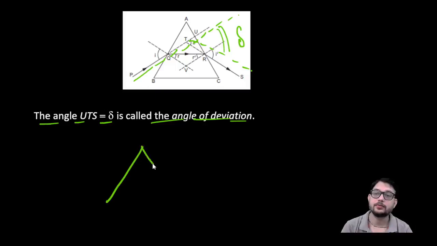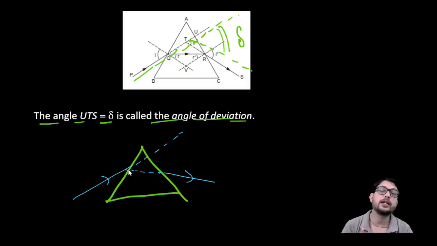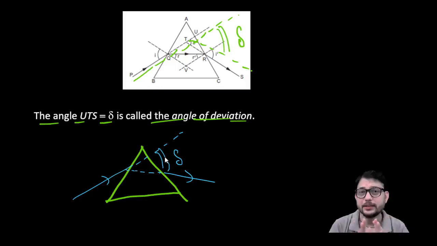Let's suppose we have a triangle like this. The triangle is a prism, and this is your incident ray, and this is your emergent ray. If we extend the incident ray and try to meet the emergent ray back to the incident ray, whatever angle we get, that is the angle of deviation. So this is the unique feature of the glass prism.